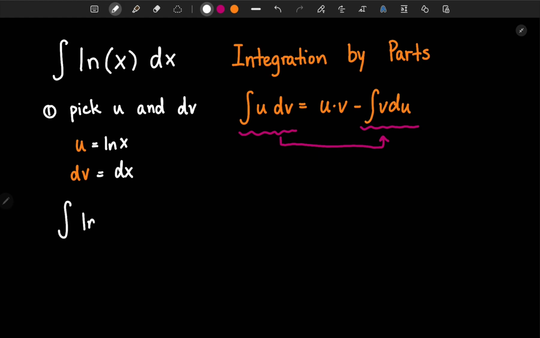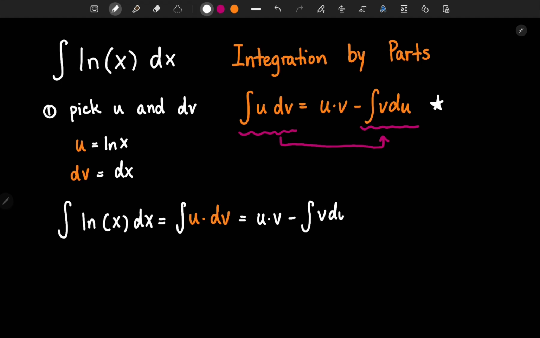So you see how we can rewrite this: the integral of ln of x dx is going to be equal to the integral of u times dv. And from the integration by parts equation above, we know that can be written as u times v minus the integral of v du.